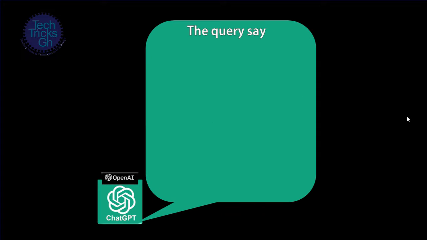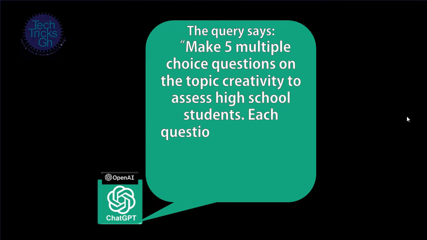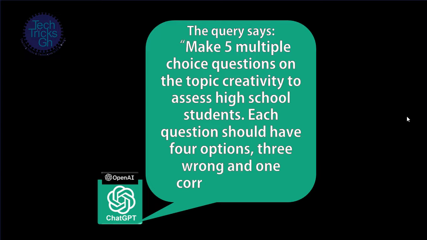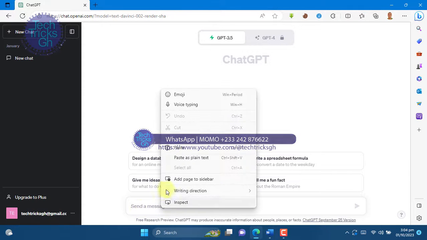https://chat.openai.com. The query says, make 5 multiple choice questions on the topic creativity to assess high school students. Each question should have 4 options, 3 wrong and 1 correct choice. Let's highlight the query, copy it to the clipboard, and paste it inside the send a message box.